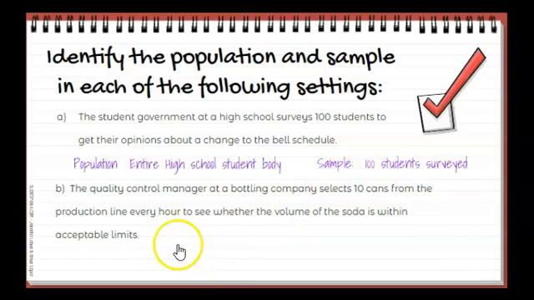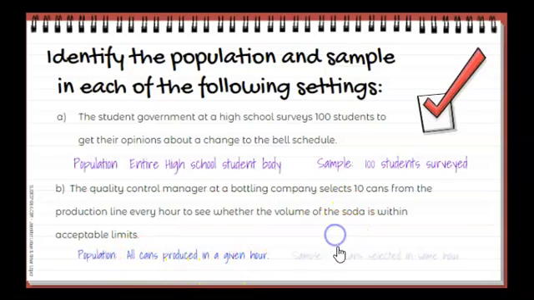So look at B. The quality control manager at a bottling company selects 10 cans from the production line every hour to see whether the volume of soda is within acceptable limits. Well, if the sample's these 10 cans, what's the population? Well, it has to be all the cans produced in that given hour. And then the sample is the 10 specific cans that were selected in the same hour. The phrase "in that hour" is important because we're not looking at all cans all day. We're just looking at that one given hour.